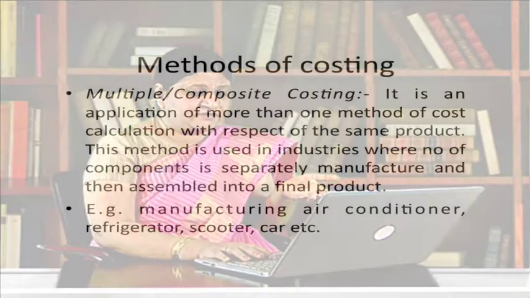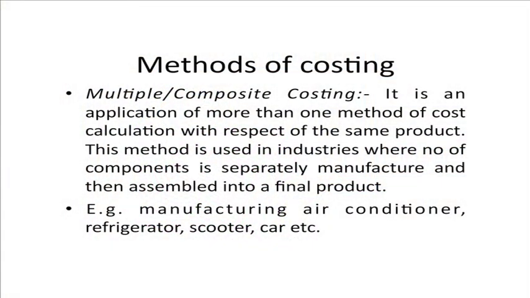So, these are the important parameters or different types of costing methods. Coming to the next important costing method, multiple or composite costing. It is an application of more than one method of cost calculation with respect to the same product. The method is used in industries where a number of components are separately manufactured and then assembled into the final product. Example: manufacturing an air conditioner, refrigerator, scooter and car. Here, for the processes of assembly and manufacturing, we can use the composite method of costing.